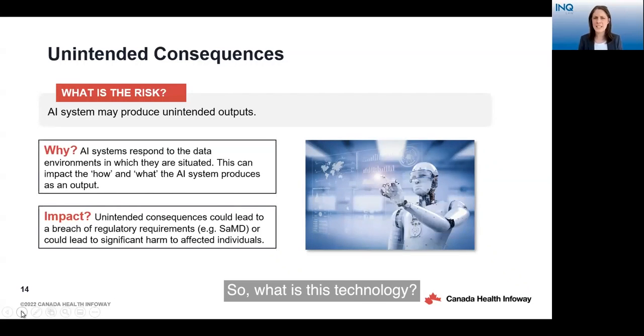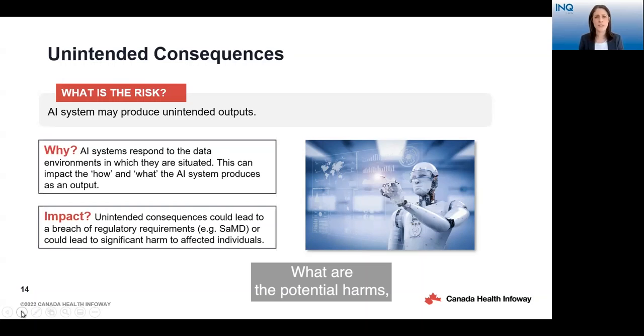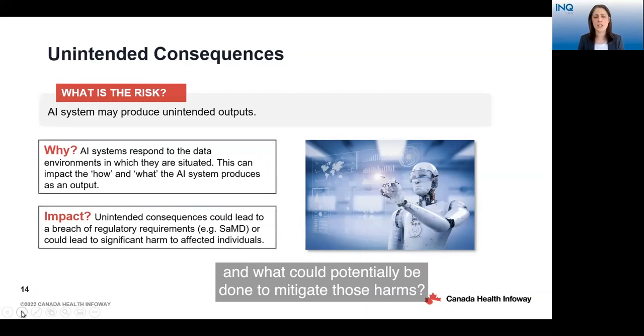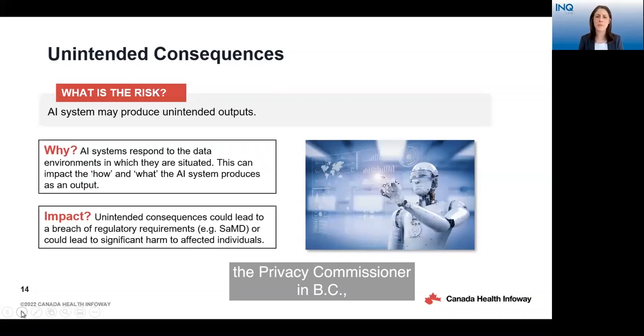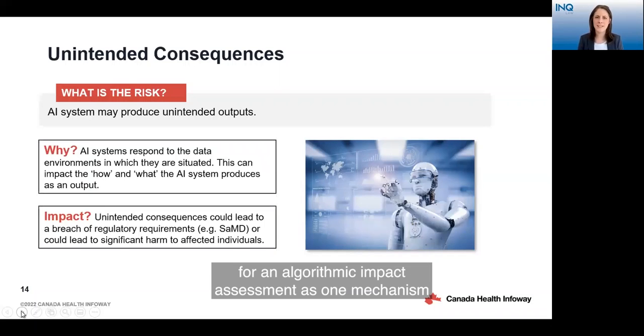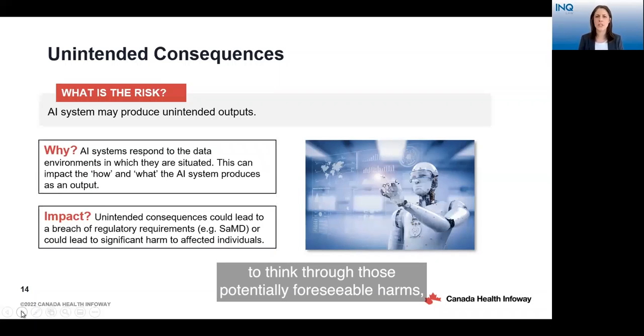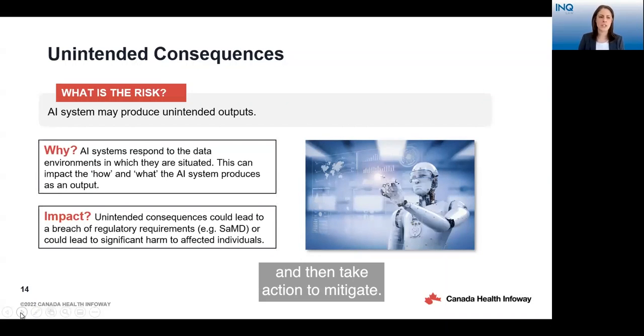So what is this technology? How is it evolving? How is it being used? What are the potential harms? And what could potentially be done to mitigate those harms? Again, Janet referenced an excellent paper from the Privacy Commissioner in BC, Ombudsperson in Yukon, that was calling for an algorithmic impact assessment as one mechanism to think through those potentially foreseeable harms and then take action to mitigate.